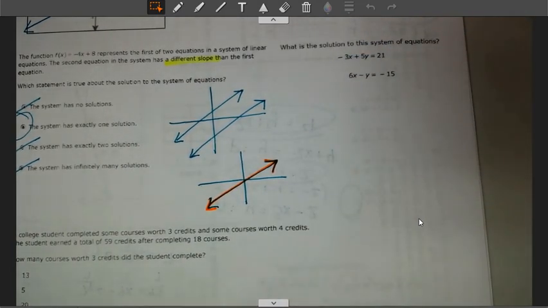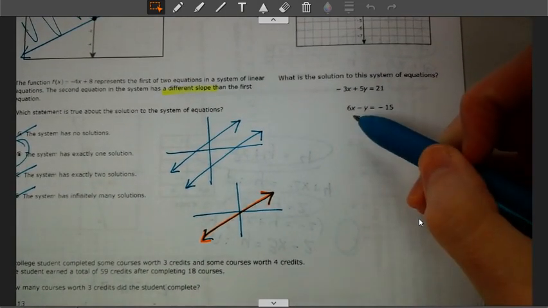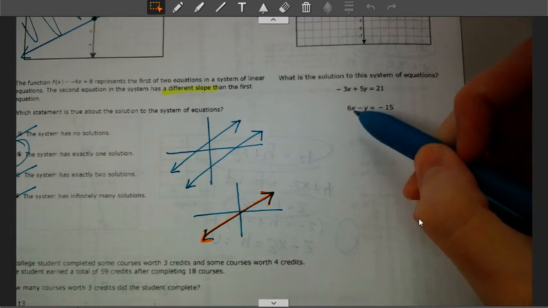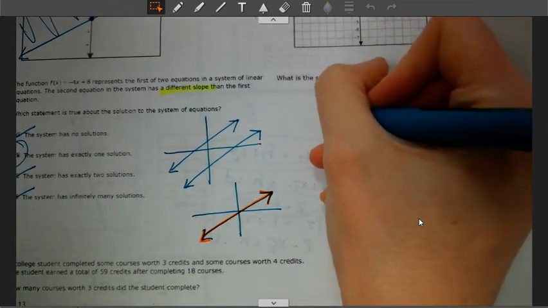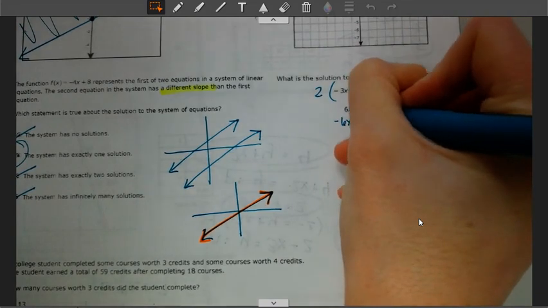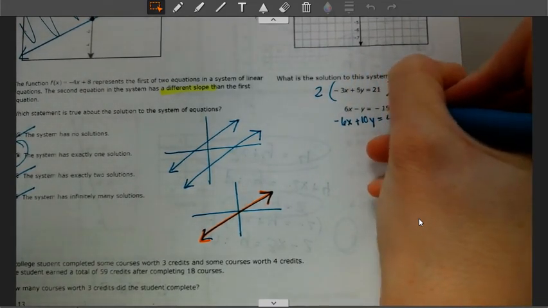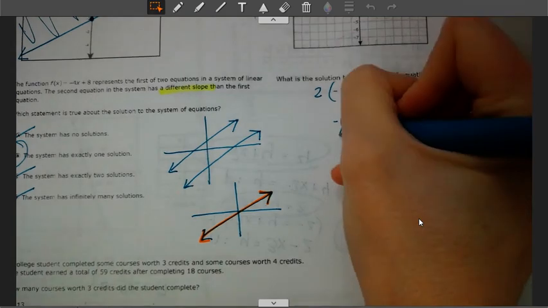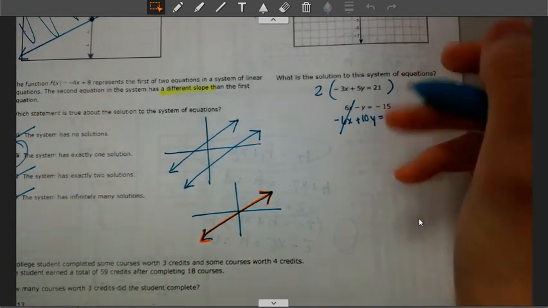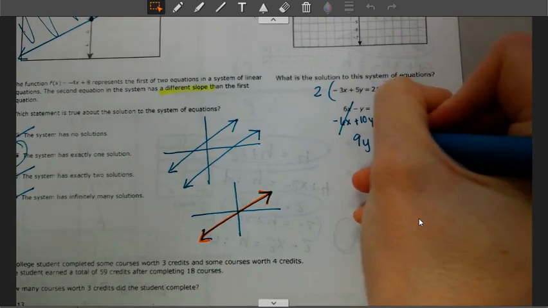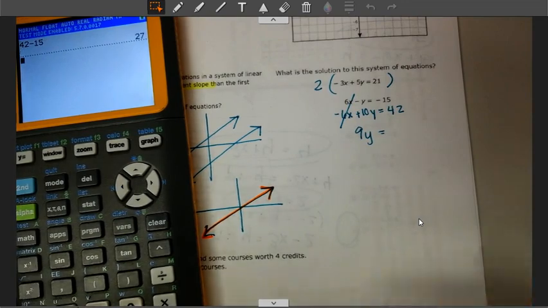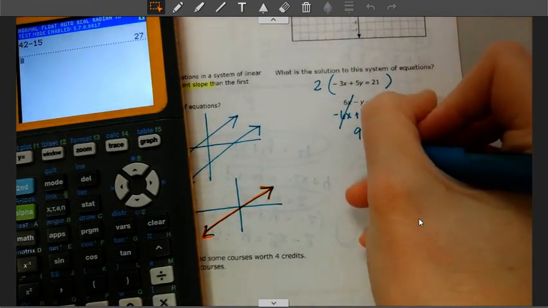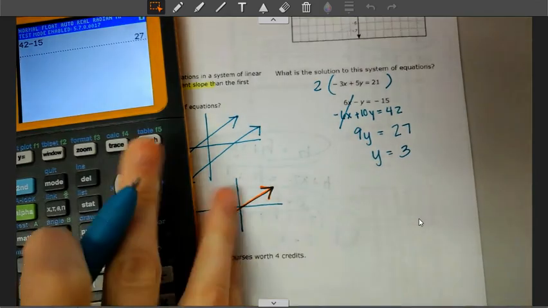What is the solution to the system of equations? I have 2 equations here. I am going to go ahead and use elimination because I can see I can make that negative 3x a 6x really easily. So I'm going to multiply this first equation by 2. So I get negative 6x plus 10y is equal to 42. Positive 6x and negative 6x will cancel. 10y and negative y gets me 9y. And then we have 42 and minus 15. So 9y is equal to 27. Divide by 9, y is equal to 3.